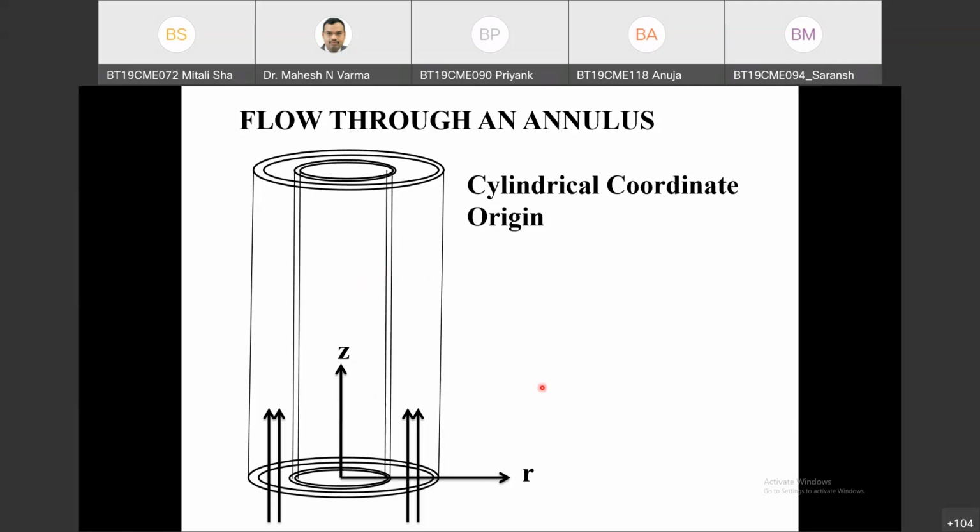And what is theta? Theta is the total angle, so theta goes from 0 to 360. So R, theta and Z: these are the boundaries of my flow through the annulus. Is this clear to everybody?